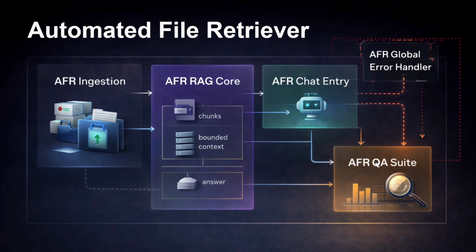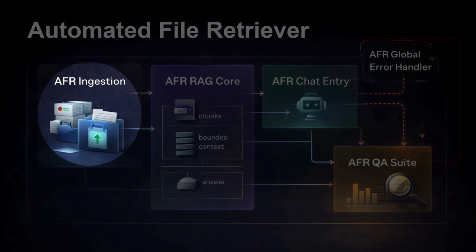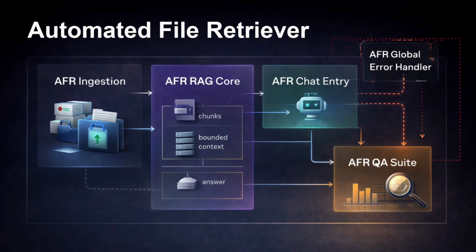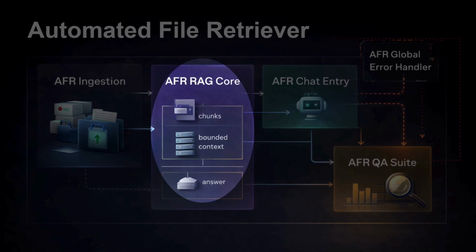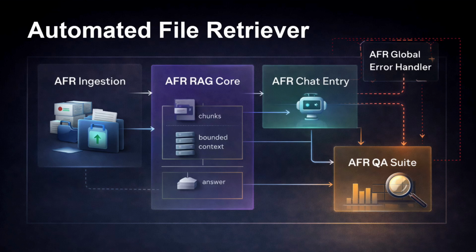Let me walk you through how the system is structured, not at the level of individual nodes, but in terms of responsibilities. AFR ingestion handles the documents themselves. It reads files from the watch folder, extracts their content, breaks it into chunks, and keeps track of changes like updates or removals. AFR RAG Core is where retrieval and answer generation take place.